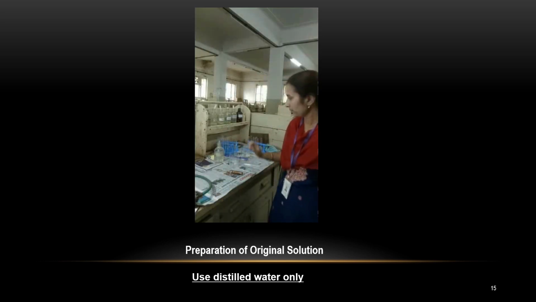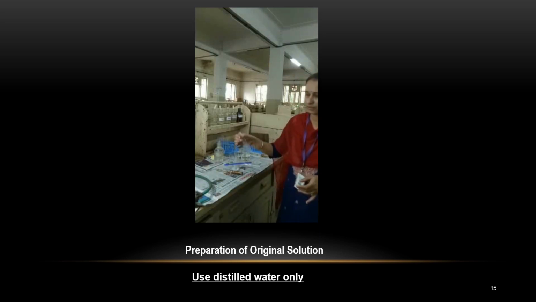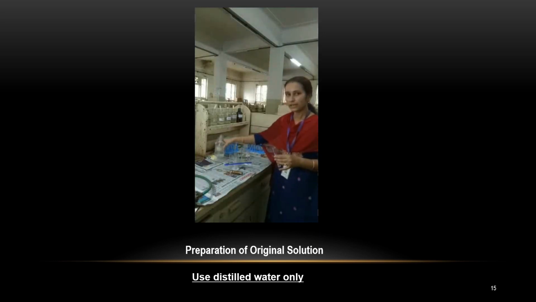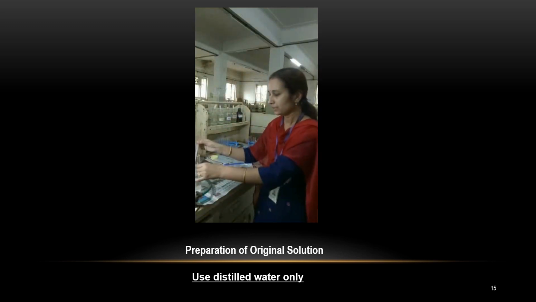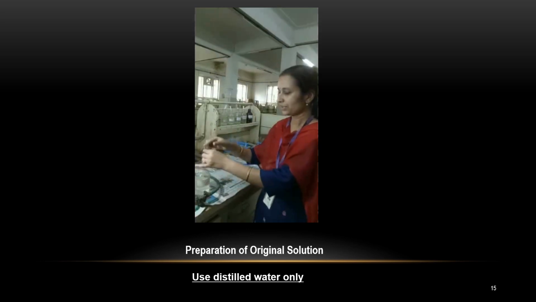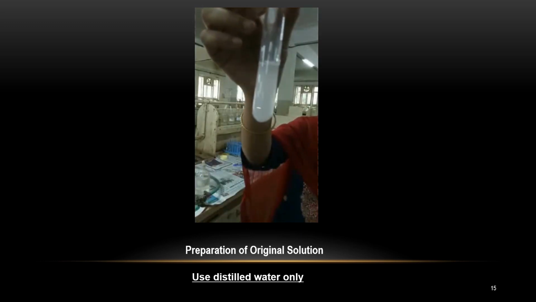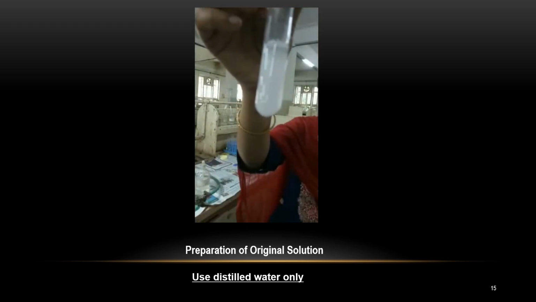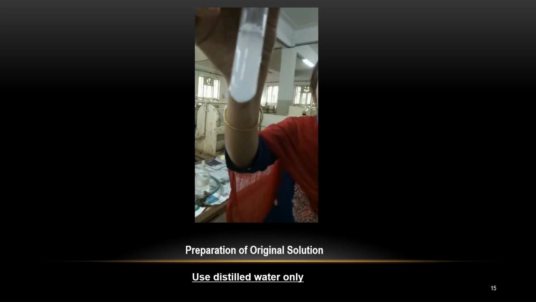If we use tap water, it contains some minerals. After adding tap water, test with lead acetate. If we use tap water, lead acetate gives a white PPT, and that PPT is of chloride ions. We get a white PPT if we use tap water. So for preparation of the original solution, use only distilled water.